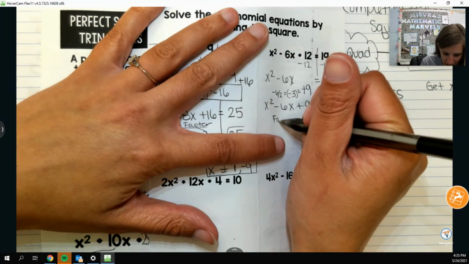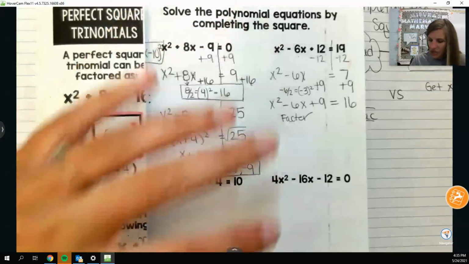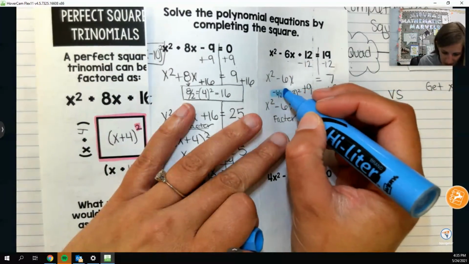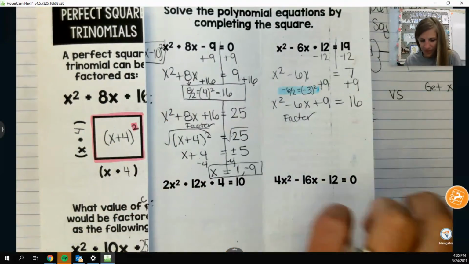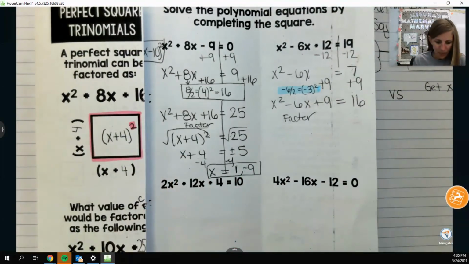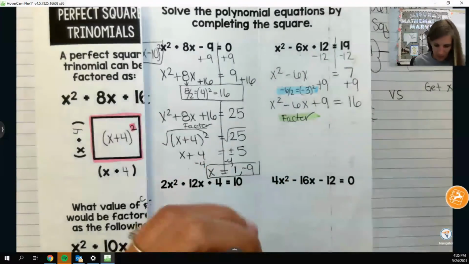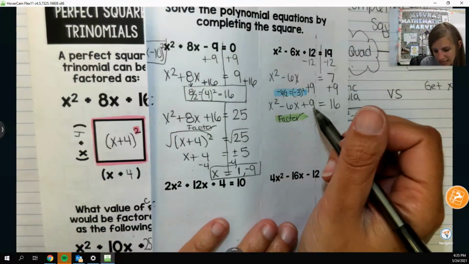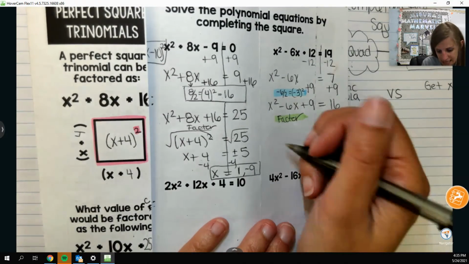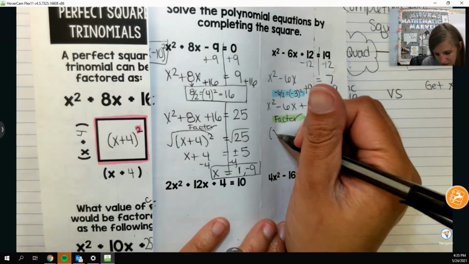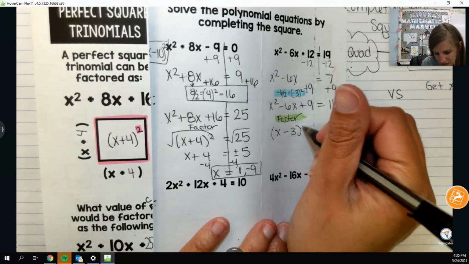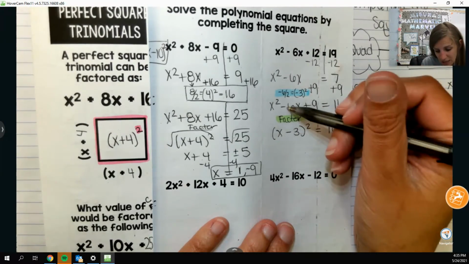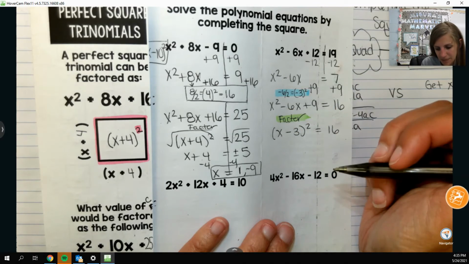And then we got to factor. So these are the 2 weird steps that people sort of forget: take half and square it, and then the factor part. Those are the 2 big things that people forget. And so when I factor this, I need to think what multiplies to 9 and adds to negative 6, or just take the square root. So x minus 3 squared, because the square root of 9 is 3, and then the sign in the middle is minus.